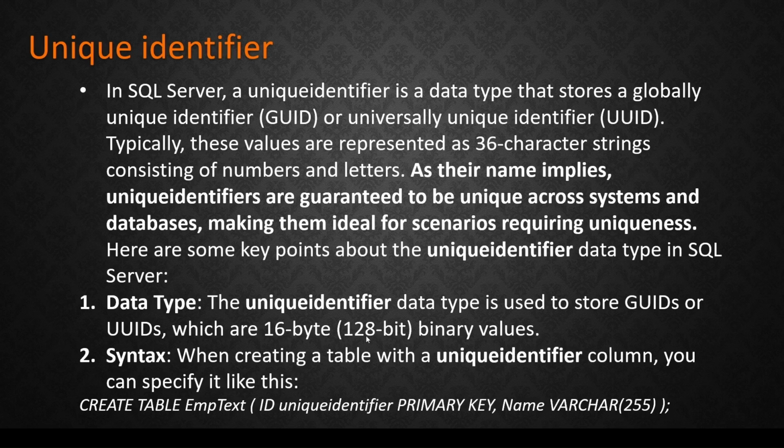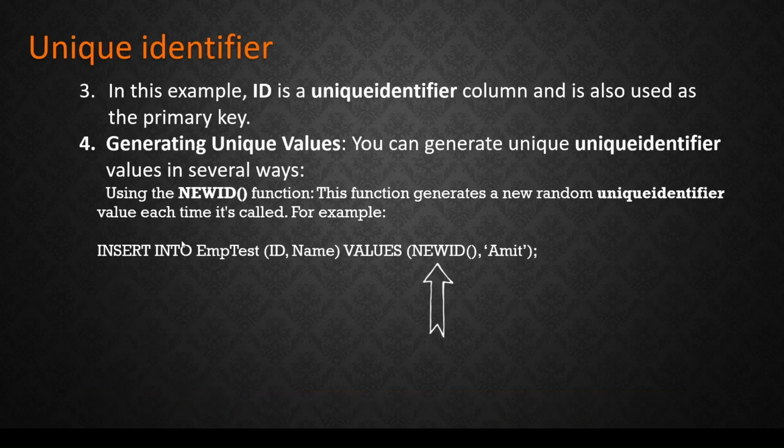Here's the syntax for creating a table with a uniqueidentifier as a primary key. CREATE TABLE emp_test (employee_id UNIQUEIDENTIFIER PRIMARY KEY, name VARCHAR(255)). To insert data into a table with a unique identifier, one can use the NEWID function. This function generates a new random unique identifier value each time it's called. Example: INSERT INTO emp_test (id, name) VALUES (NEWID(), 'Omid'). So the NEWID function can generate a random unique identifier. We need to try some examples of primary key generation using identity and NEWID functions.